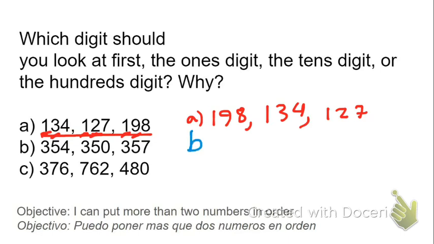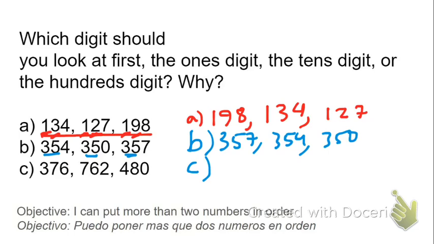Okay, welcome back. B, 357, right? It has the same tens and hundreds place as the other numbers, but the ones place is bigger, 354 and 350. C, this one's easy for me because it's got a different hundreds place.